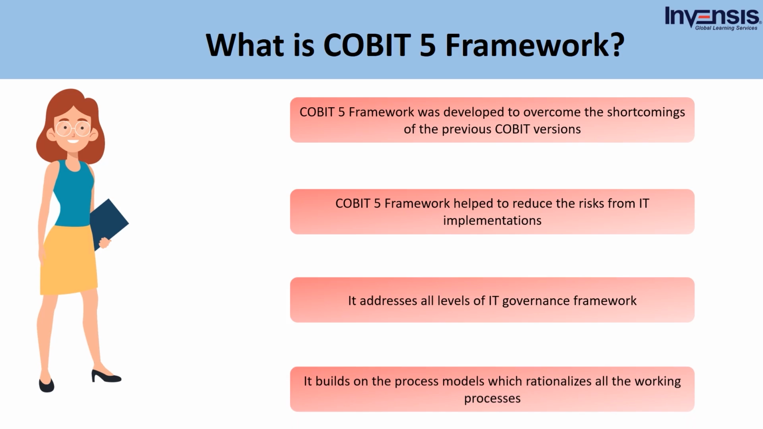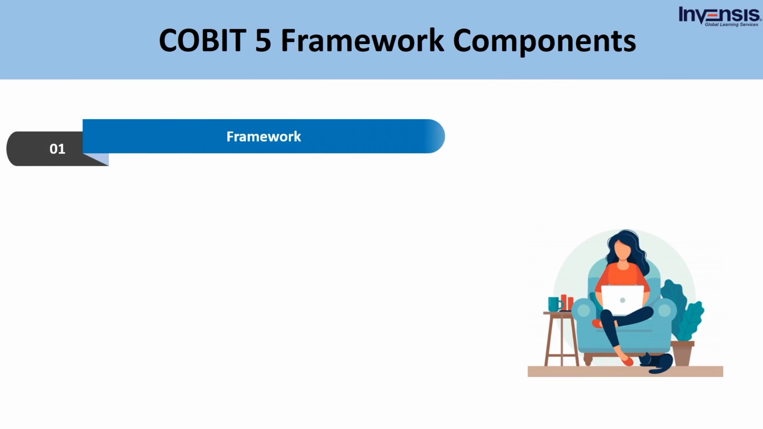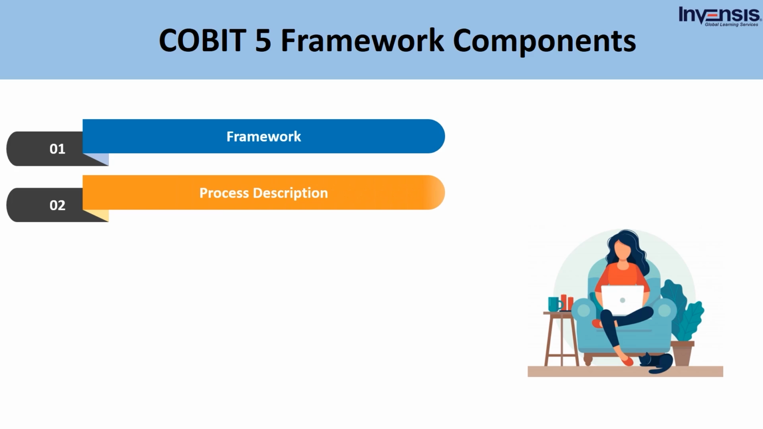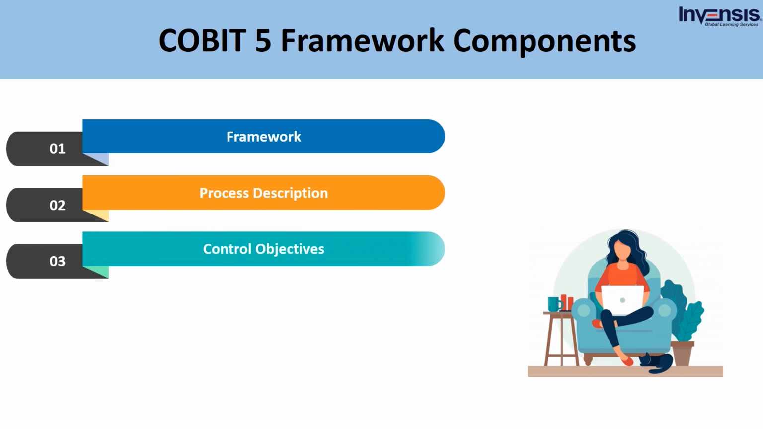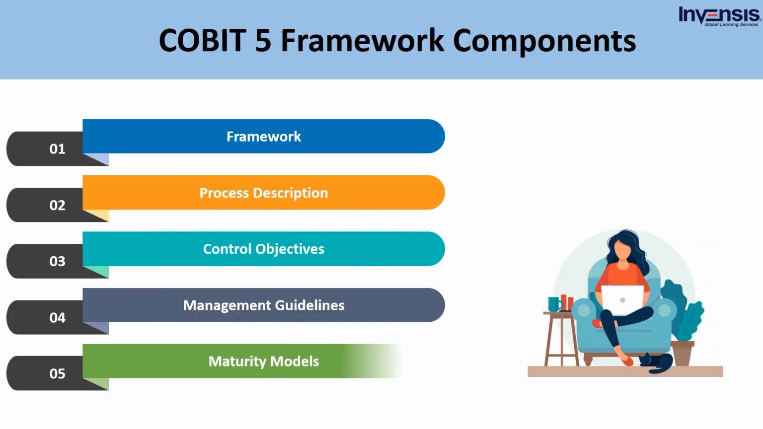In this slide, we are going to look into the various components of the COBIT 5 framework. There are a total of 5 components in the COBIT 5 framework. The first component is framework. The second component is process description. The third component is control objectives. The fourth component is management guidelines. And the last and fifth component is maturity models. We are now going to see each component in detail.